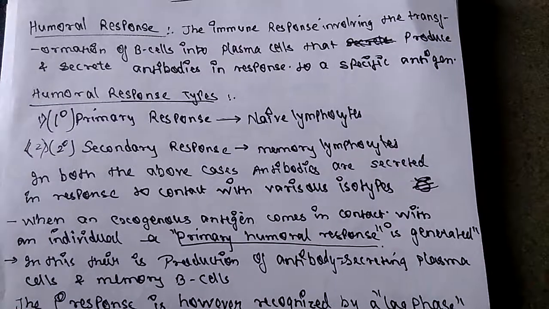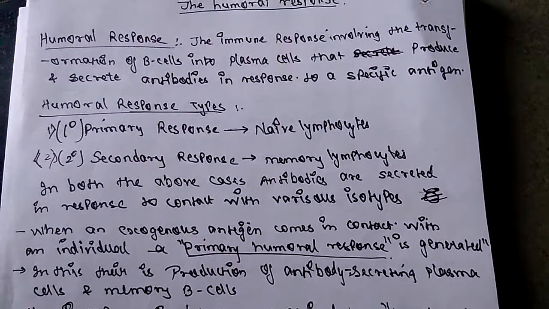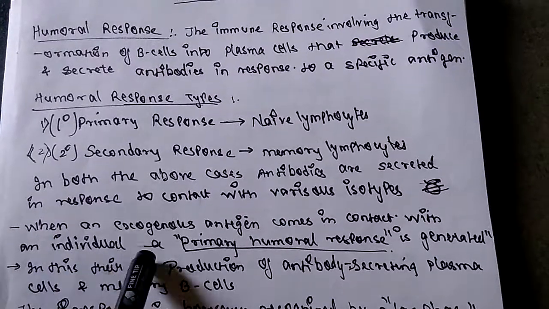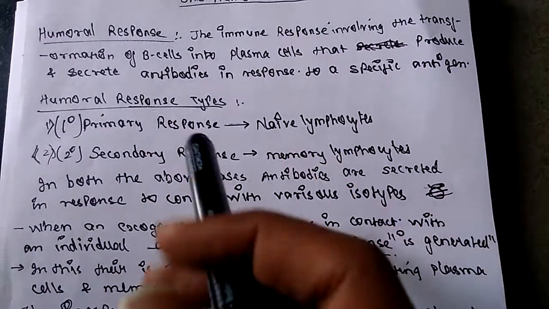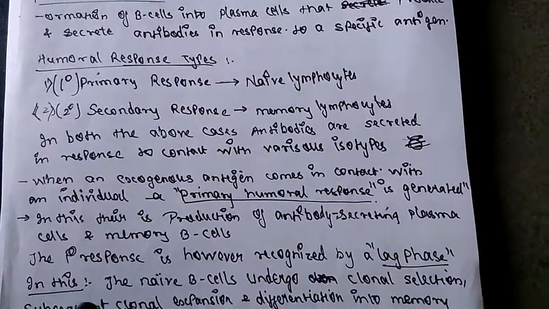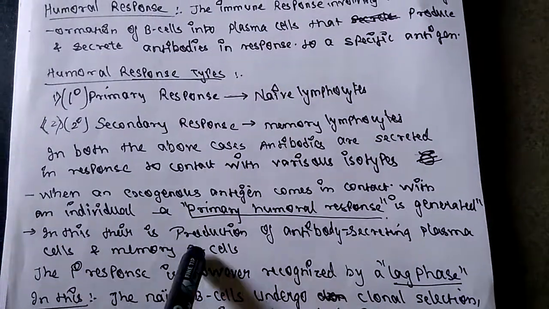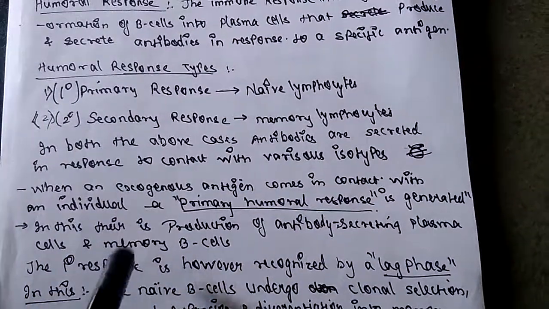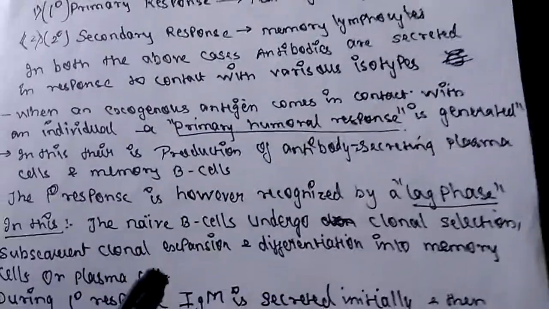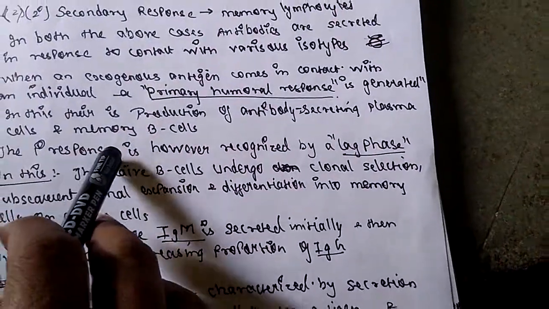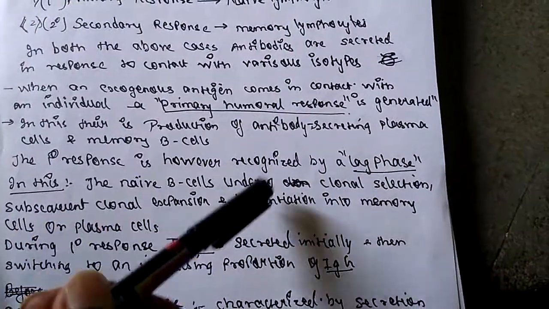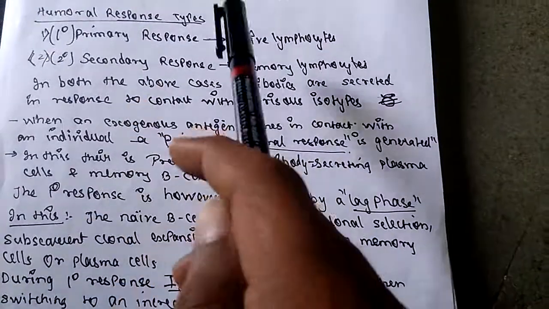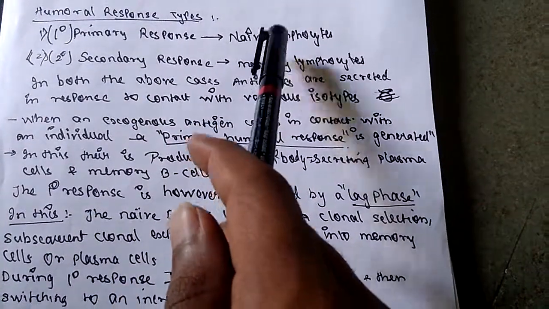When an exogenous antigen comes in contact with an individual, a primary humoral response is generated. As I said, according to the definition of the humoral response, there is production of antibody-secreting plasma cells and memory B cells. In the primary response, however, there is an extended lag phase. This is because a lot of changes take place, as there is a production of naive lymphocytes.